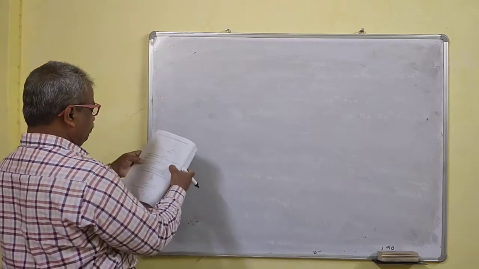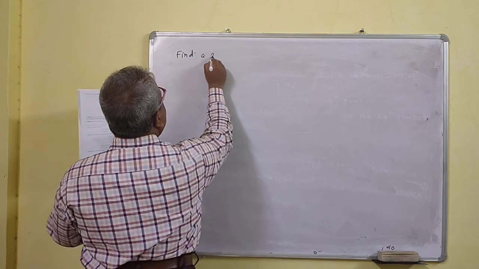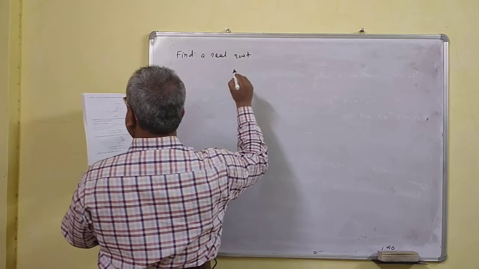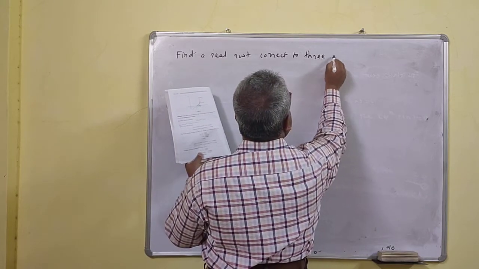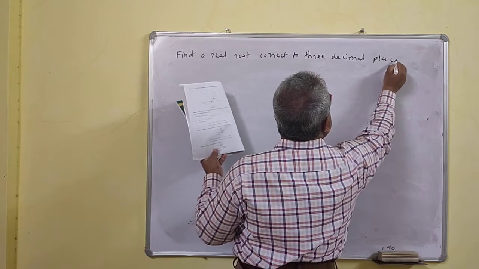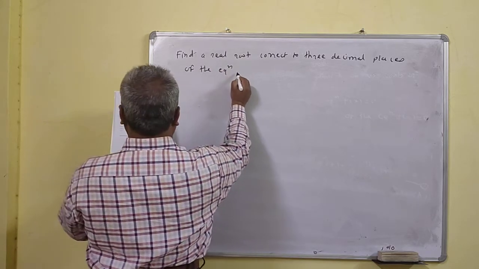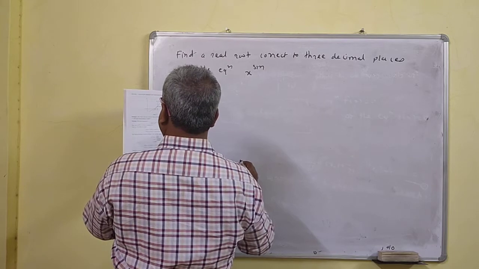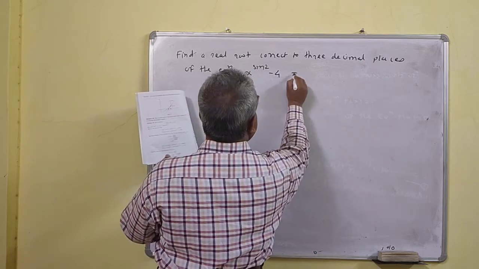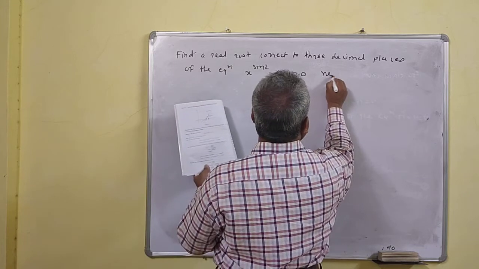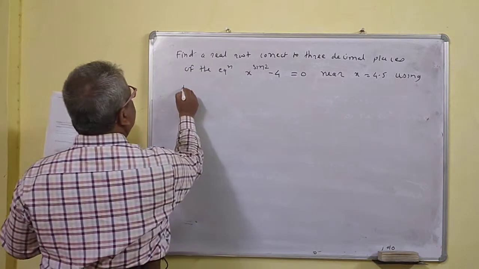Find a real root, correct to 3 decimal places, of the equation x raised to sine 2 minus 4 is equal to 0 near x is equal to 4.5 using Newton-Raphson method.